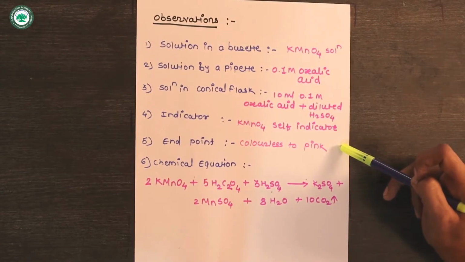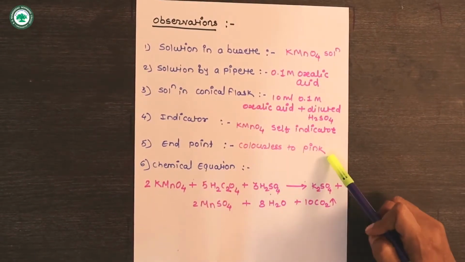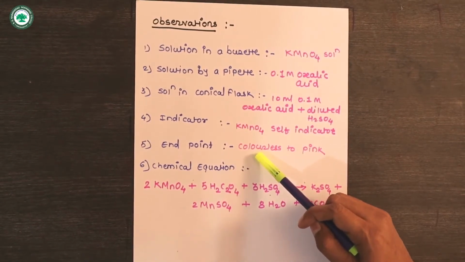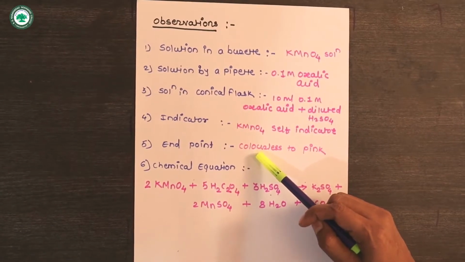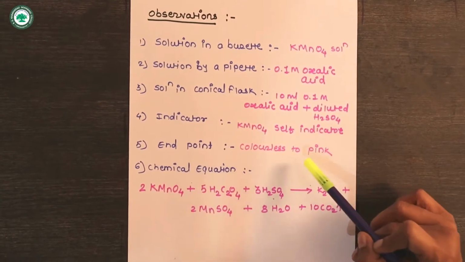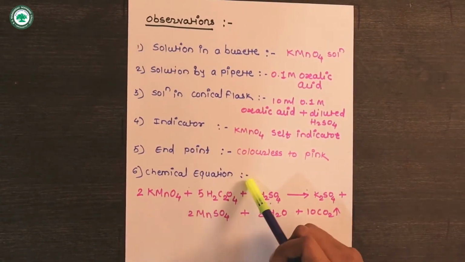Now in this observation the end point is colorless to pink. Means the solution is firstly colorless, then a slight color occurs and that color disappears, and finally the reading is taken, and the end point is colorless to pink. Now the last step is the chemical equation.